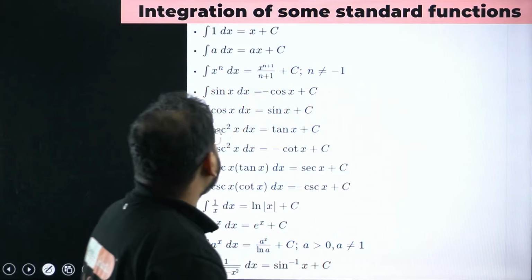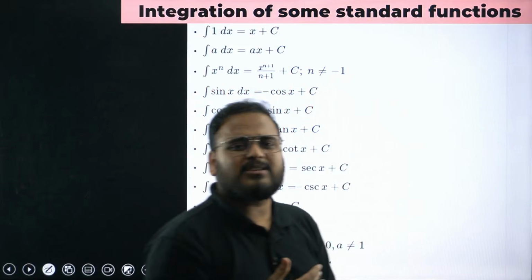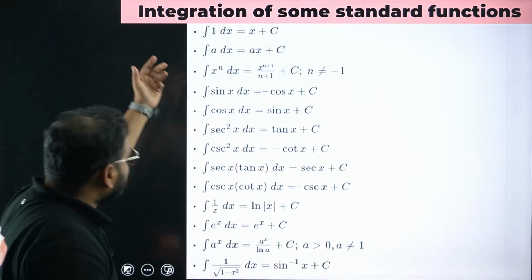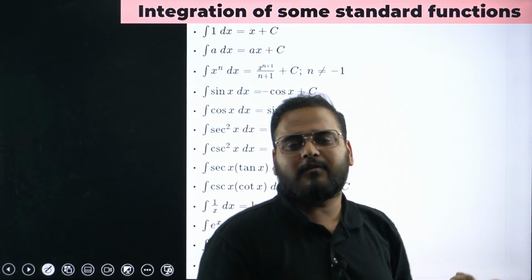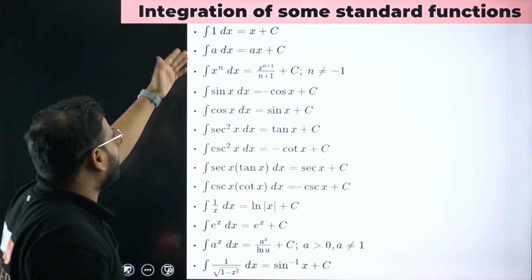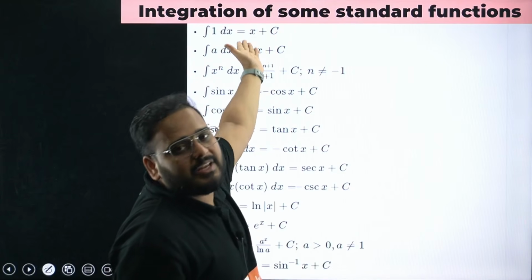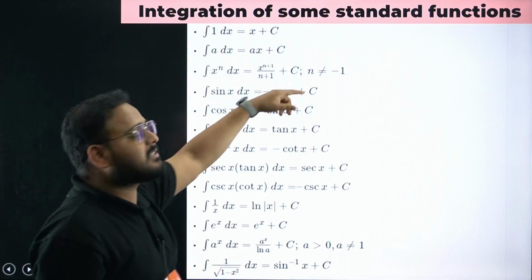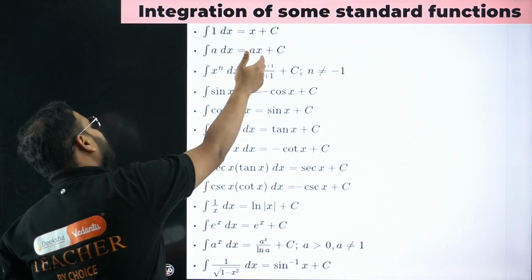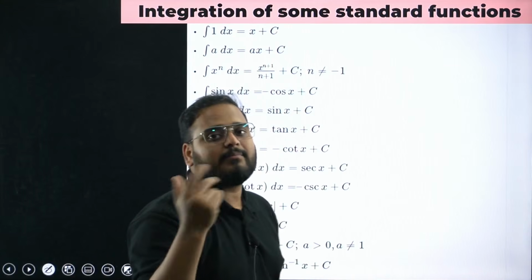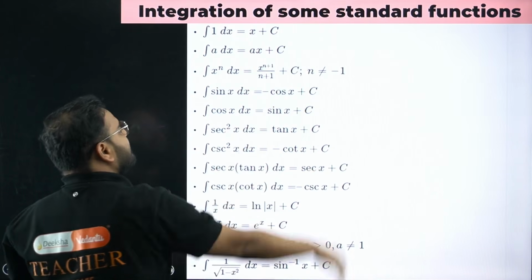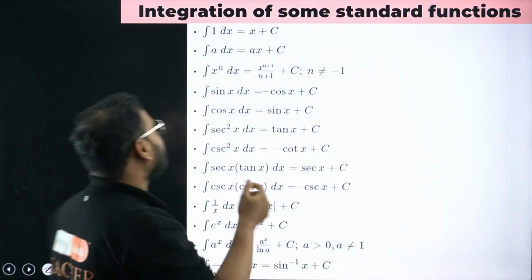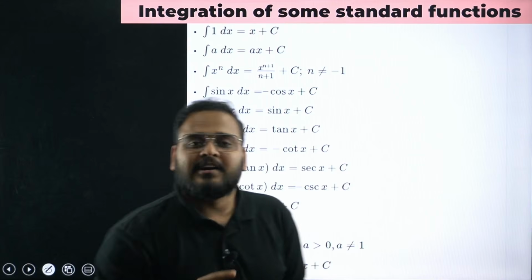What we have here is integration of some standard functions. I've just kept simple formulas, very basic fundamental formulas that you're going to keep using in all the questions. You can go through them. Integration of a constant 1 will come as x, the variable of integration. For a constant a, a stays outside and x comes, so ax plus c. For x power n, the power will be increased by 1 and divided by the new power, n plus 1. This c is always the constant of integration, and it will always be there in the case of indefinite integrals. We'll also learn definite integrals and their properties.